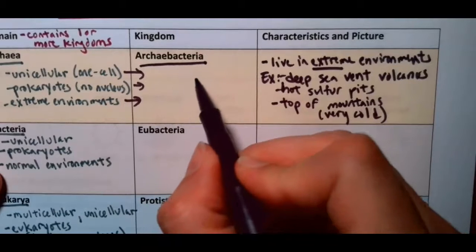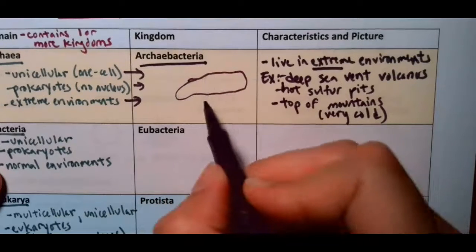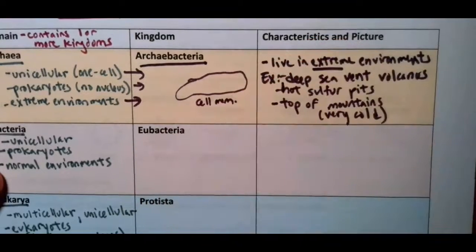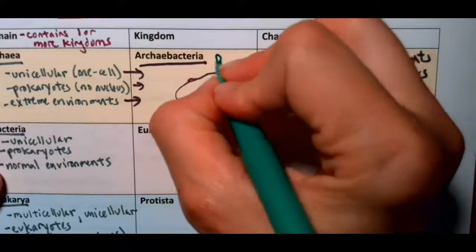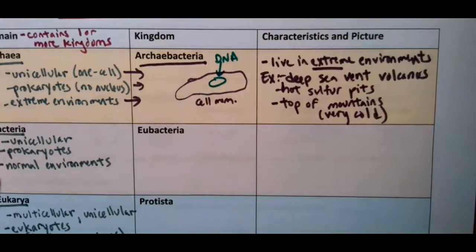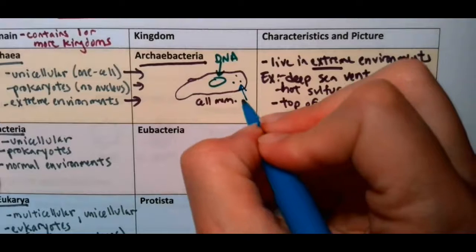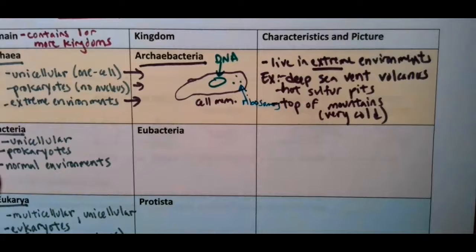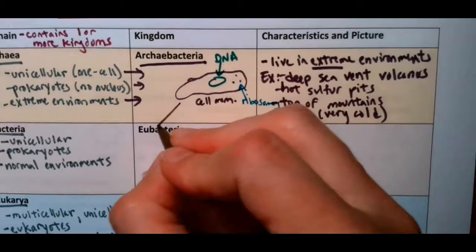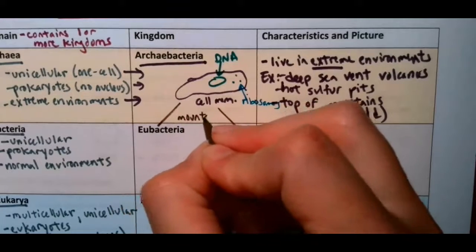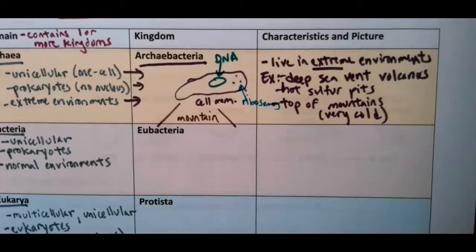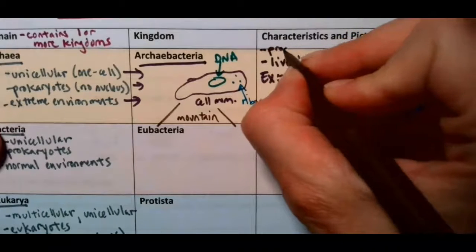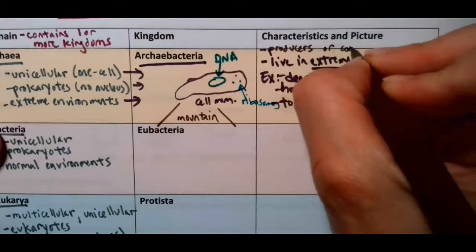And I asked you to draw a picture. So if I'm thinking about a bacteria, there's the cell membrane. It's got DNA. It's got a cytoplasm. It's got ribosomes. And I'm going to put this one, let's see, on top of a mountain. You guys know I can't draw. Okay, so other characteristics of archaea bacteria is they can be producers or consumers.